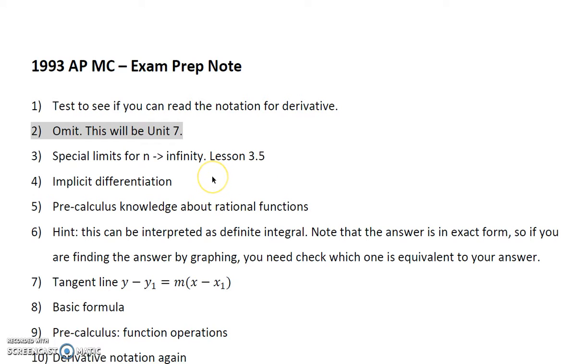Question number four is about implicit differentiation. Question number five is a pre-calculus question, so this is knowledge about rational functions. As the AP exam evolved, they don't have any pre-calculus questions anymore, but back in 1993, they still had them. Those are like grade 12 types of questions, and we don't have that anymore, but you can test your knowledge about that. This one in particular is about rational functions.